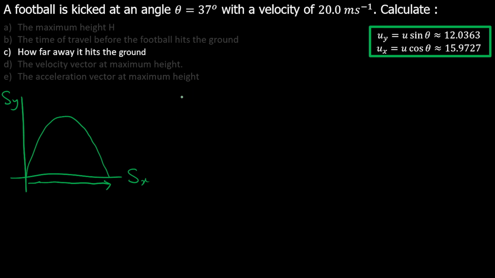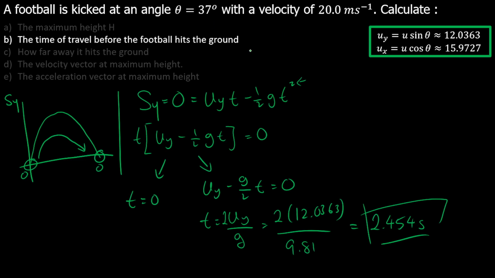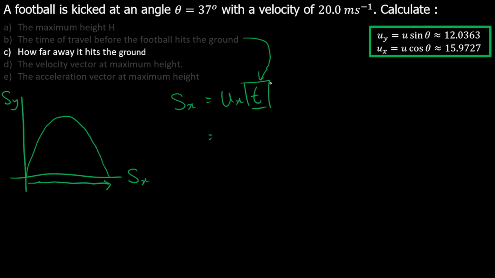So if we want to calculate sx at a certain point in time, we will use this equation, ux times t, the t being the time that has elapsed. And since the time that we calculated in the previous example is the time before the ball hits the ground, this time is also the time that we have calculated from the second question. So we can just substitute it in, 2.454. This is going to take the value of 2.454.